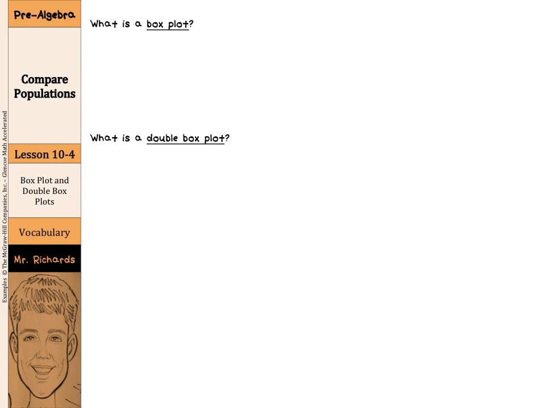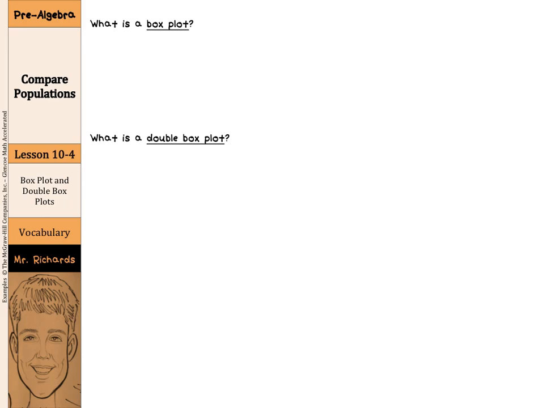Today's lesson is on compare populations. Our objectives are to compare two populations using the measures of center and variability, and to compare two populations when only one is symmetric. Let's first start off by defining a box plot and double box plot. What are some characteristics of the box plot?